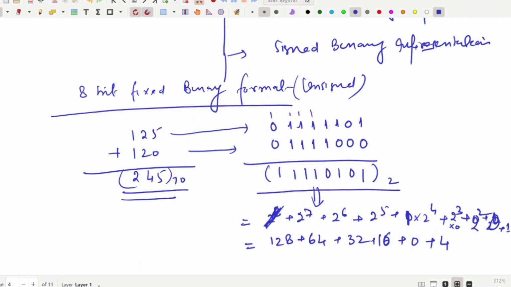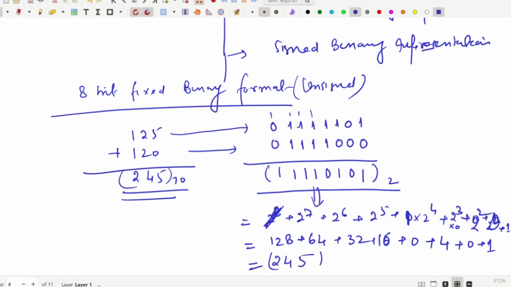So this value is equal to simply 245, which is in base 10. So in this way we will perform an addition of two numbers in signed bit format.